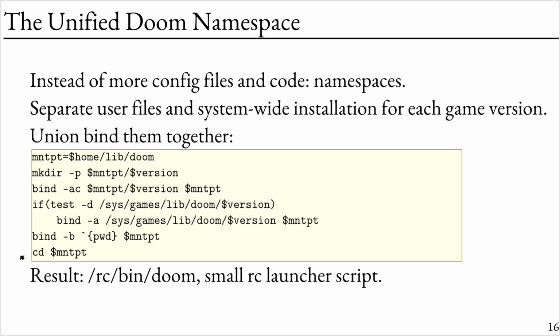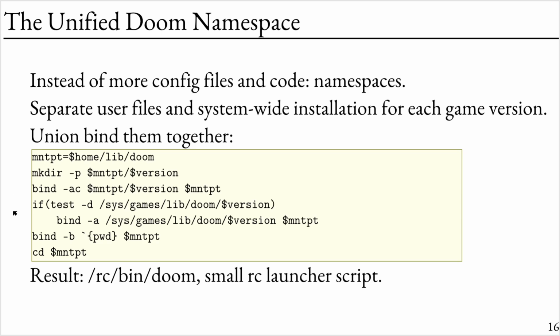Usually, newer source ports add a whole bunch of code to implement more configuration file options and to manage user and system directories. But instead of this, we can just use namespacing. With a fairly simple script, we can use a global mount point, for instance, in the user directory in libdoom. Then we can bind the user game directory on top of that with the create flag.